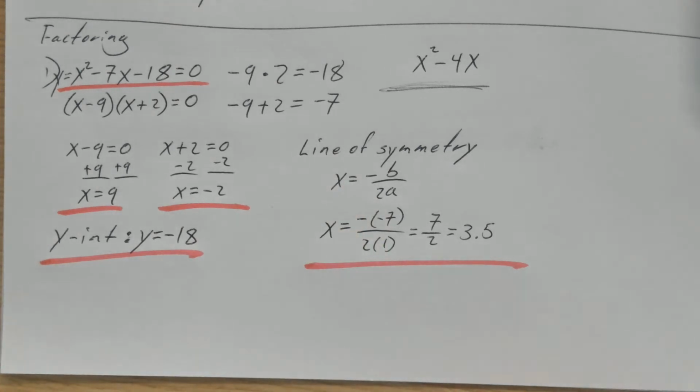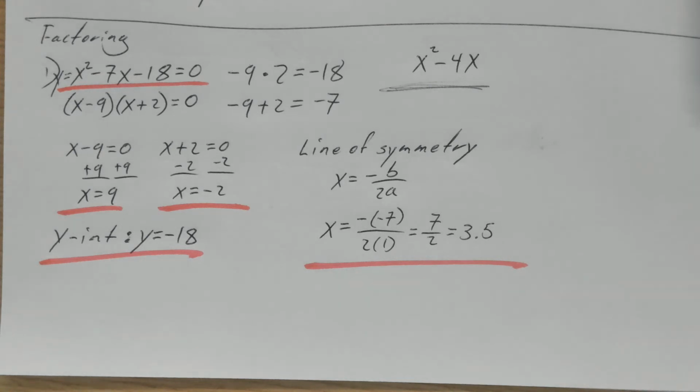But yes, guys, Daniel is stating something very important. This line of symmetry is supposed to happen right in between your x-intercepts. Sometimes, Daniel, remember, we get no x-intercepts, so that would also be important there. So this 3.5 is supposed to be right in between 9 and minus 2.